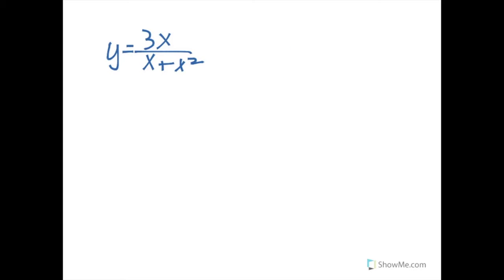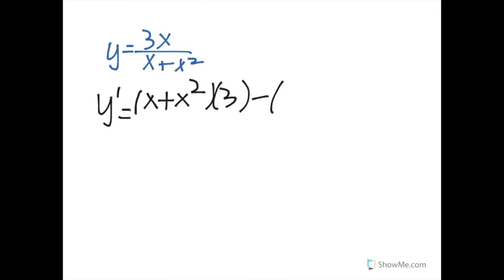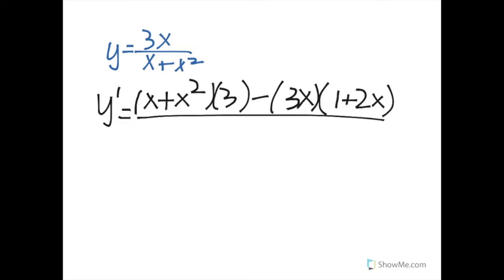So in order to find the derivative of this function, we need to use the quotient rule. And the quotient rule is low d high, which is x plus x squared times 3, and minus high d low, the upper function 3x times the derivative of the lower function 1 plus 2x, and divide by the lower function square.